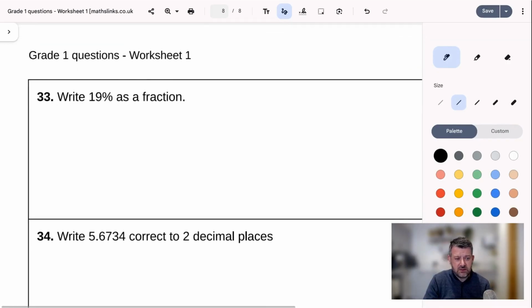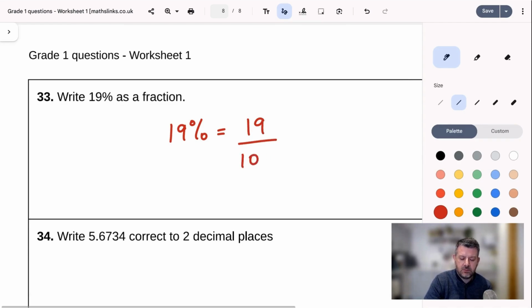Moving on to the last few questions here. There's 37 questions on this paper. Write 19% as a fraction. What we need to be aware of is percentages are fractions. What they mean is percent, per 100. They're always out of 100. So 19% is 19 out of 100. It could potentially simplify down to a simpler fraction and not have the 19 in it anymore. But in this case, it doesn't simplify. It just stays 19 out of 100.